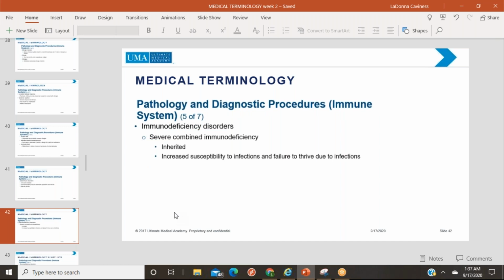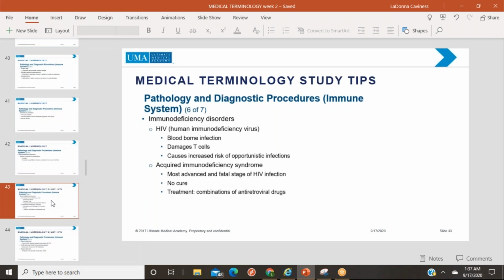Immunodeficiency disorder, it's a severe combined immunodeficiency. Could be inherited, increased susceptibility to infections, and failure to thrive due to infection. Immunodeficiency disorder, HIV, human immunodeficiency virus. It's a blood-borne infection. It damages the T cells. It causes increased risk of opportunistic infections. Acquired immunodeficiency syndrome, most advanced and fatal stage of HIV infection. There's no cure, treatment combinations of different drugs.